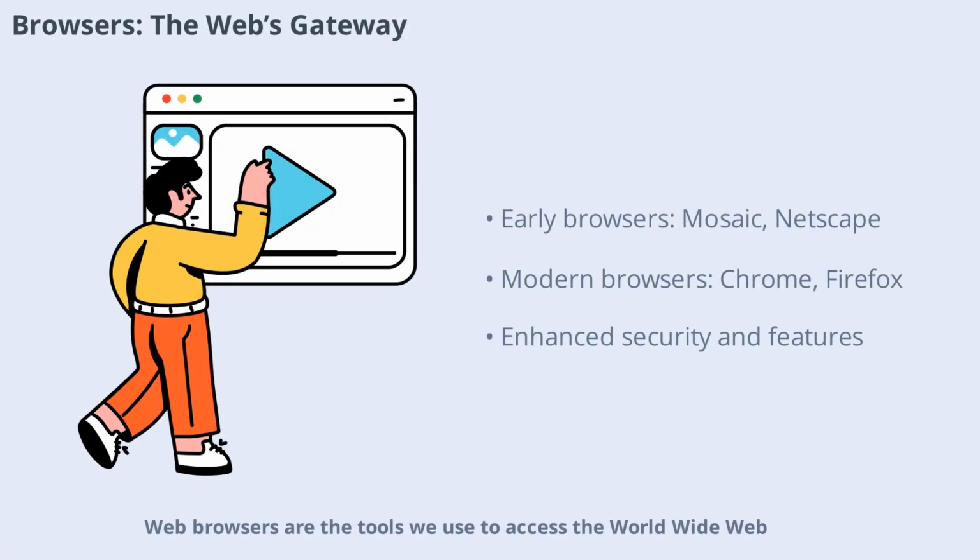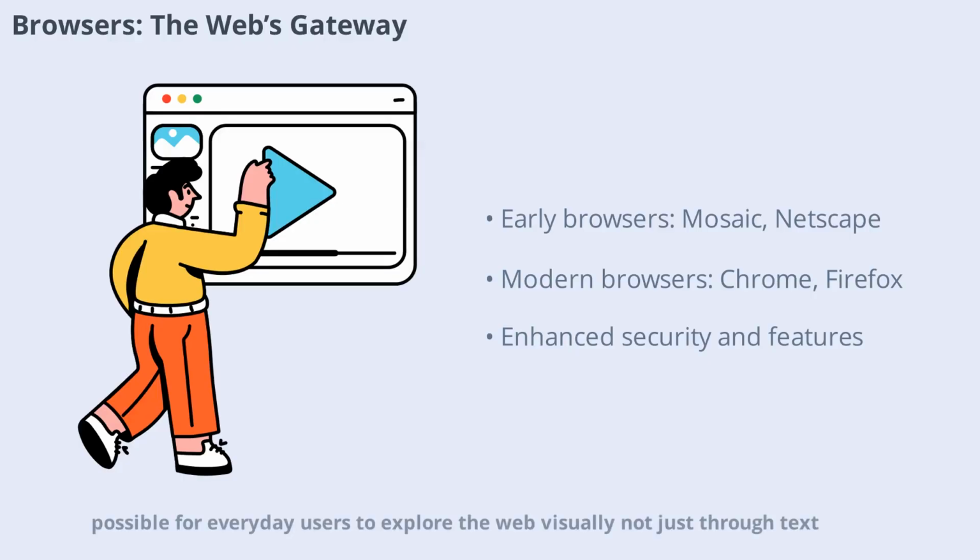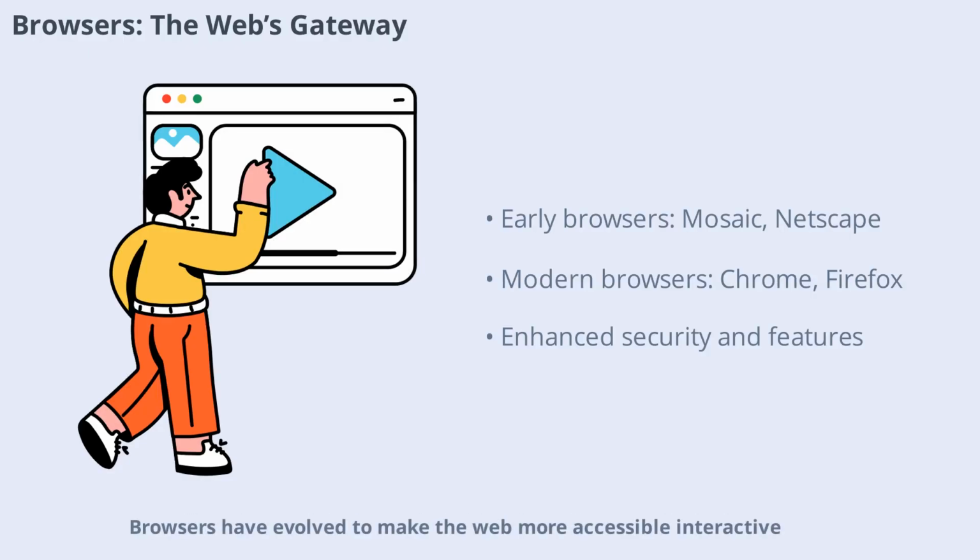Browsers are the tools we use to access the World Wide Web. Early browsers like Mosaic and Netscape made it possible for everyday users to explore the web visually, not just through text. Today's browsers, such as Chrome, Firefox, and Safari, offer advanced features like tab browsing, security tools, and support for multimedia. Browsers have evolved to make the web more accessible, interactive, and secure for everyone.